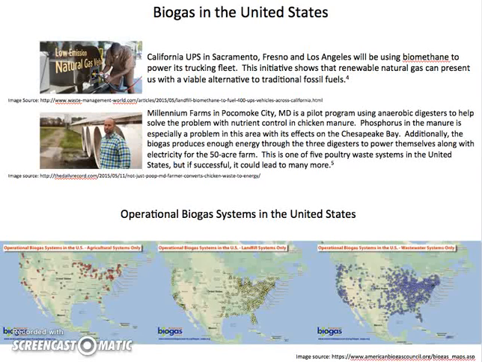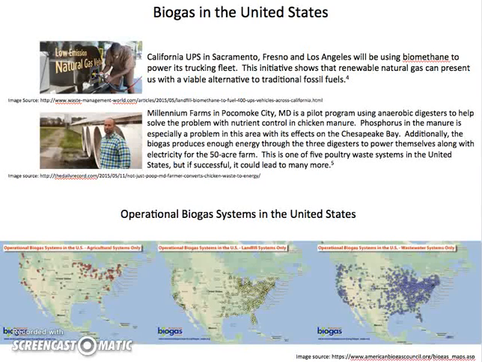And below that, Millennium Farms in Pocomoke City, Maryland, is a pilot program using anaerobic digesters to help solve problems with nutrient control in chicken manure. Phosphorus in the manure is especially a problem in the area with its effects on the Chesapeake Bay. Additionally, the biogas produces enough energy through the 3 digesters to power themselves along with the electricity for the 50-acre farm. It's one of 5 poultry waste systems in the U.S., but if successful, it could lead to many more.